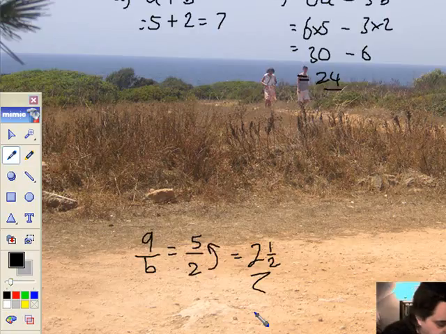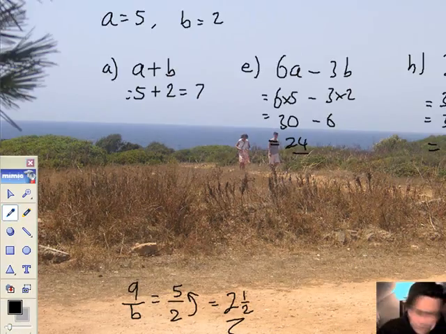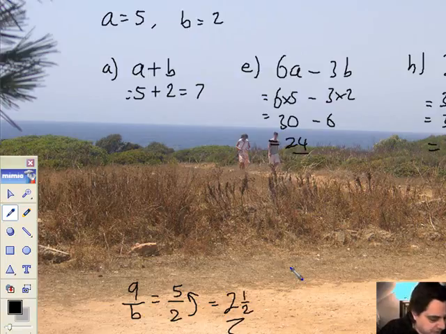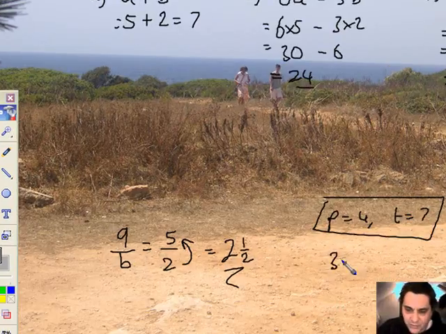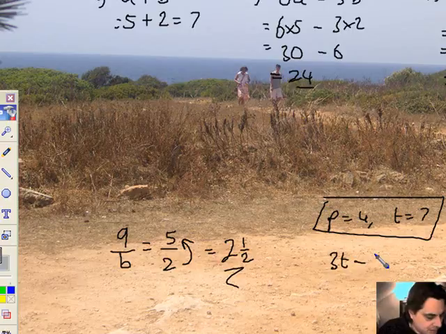I've got others here, still at grade F, but I've been given some more tricky ones. Well, just do a couple. This is question 2 on page 74. I'm told that P is worth 4 and T is worth 7. Okay, so you don't have to get fixed on A's and B's, P's, T's, P's, J's, anything you like. I've got one here. I've got 3T minus P. I've got to work out.